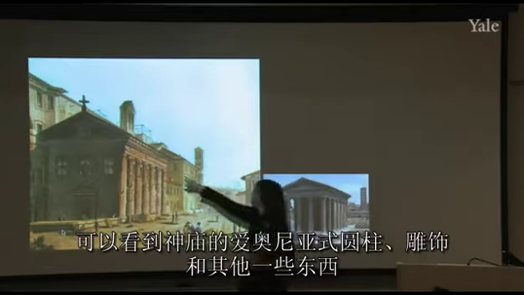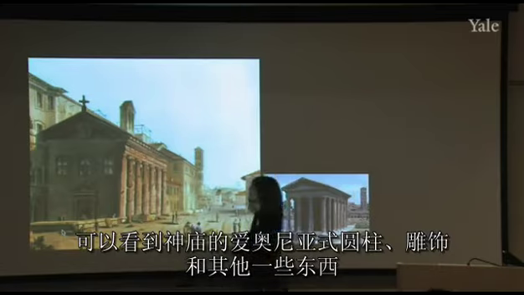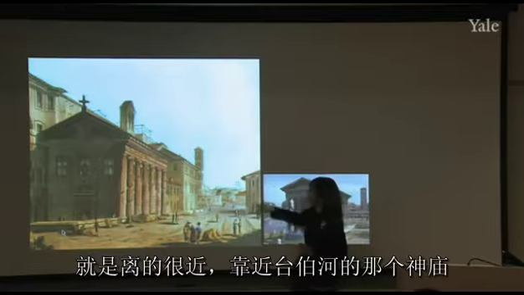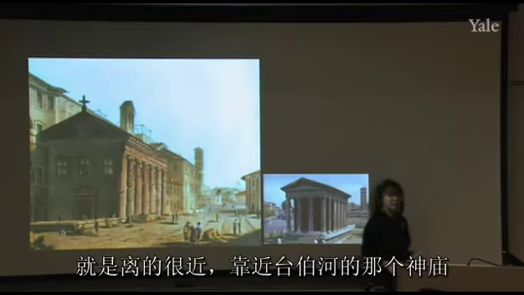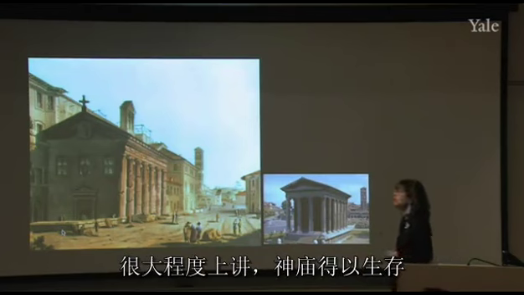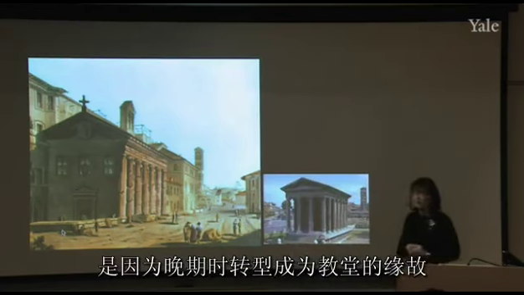You can see those Ionic capitals and the frieze with the garlands of the Temple of Portunus, and you can also see the round temple, which still stands over here, right near the Tiber River. So this is the reason we are fortunate that the Temple of Portunus survives: in large part because it was transformed into a church in later times.